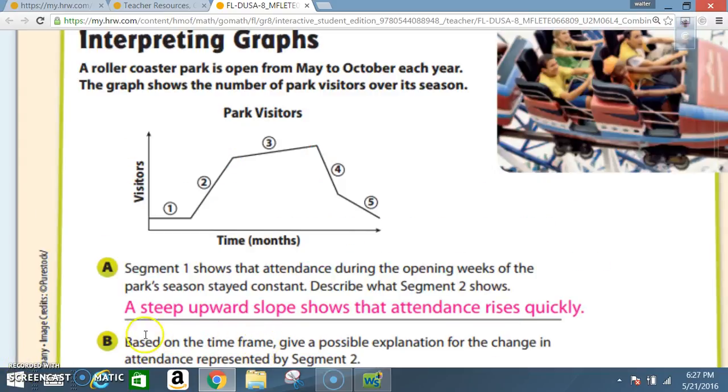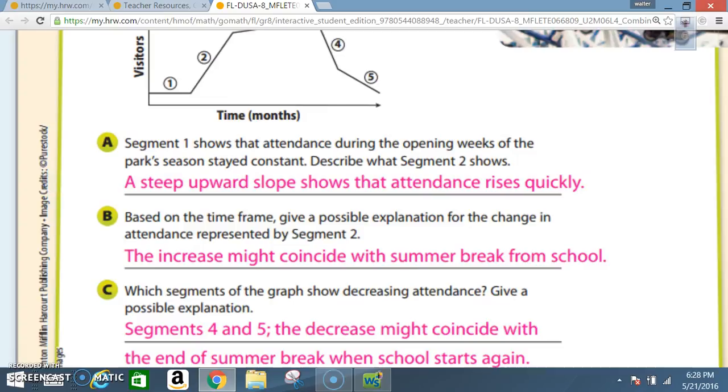We're in B right now. Based on the time frame, give a possible explanation for the change in attendance represented by segment 2. In other words, why do you think there's an increase in the number of visitors? One possible explanation could be that the increase might coincide with summer break from school. When the kids are off from school, you're going to see an increase in the number of visitors to the park.